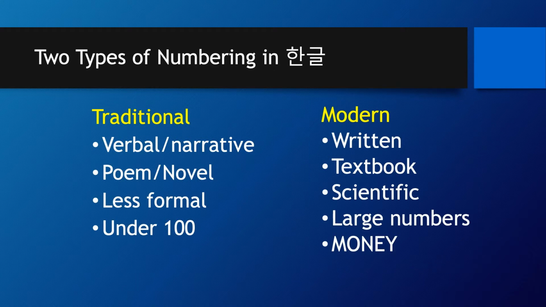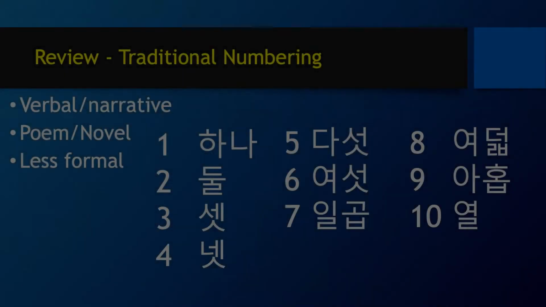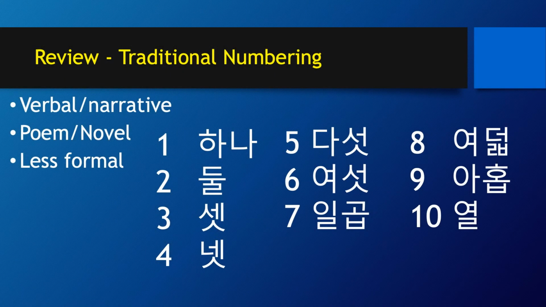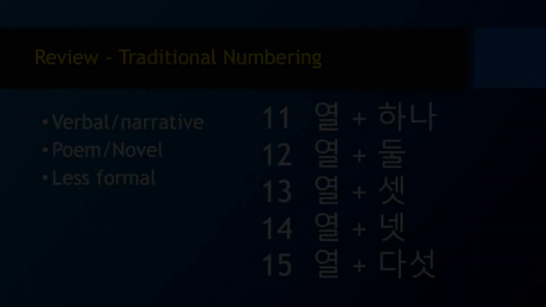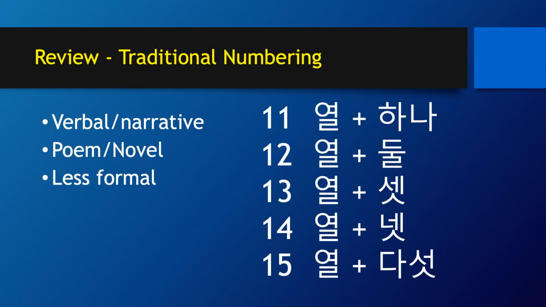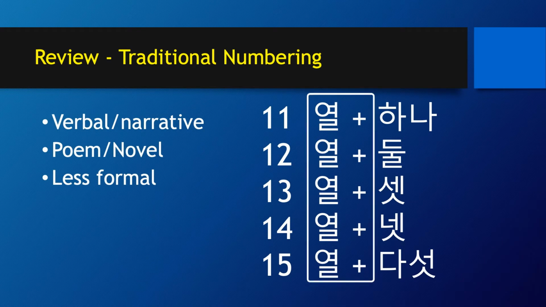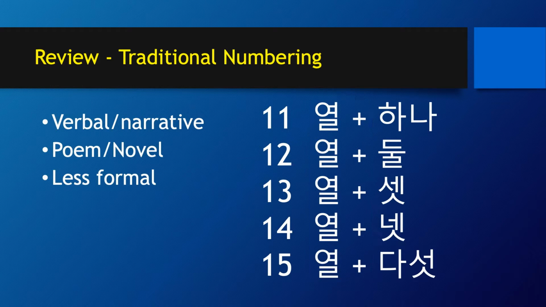Let's review the basics of the traditional numbering system one more time. 하나, 둘, 셋, 넷, 다섯, 여섯, 일곱, 여덟, 아홉, 열. Since 10 is 열 in the traditional numbering system, when you want to say 11 to 15, you simply prepend 열. So they became 열하나, 열둘, 열셋, 열넷, 열다섯, likewise.